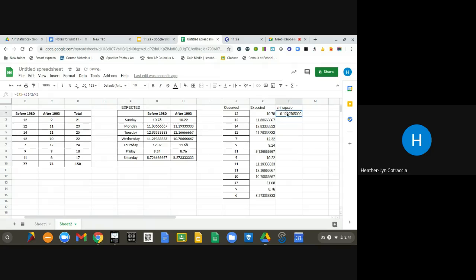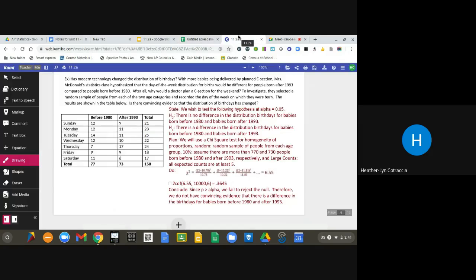Okay, so I'm going to take that, and then now I do not need that absolute reference because I want that to work down the list every time. And then to find my chi-squared, I need to sum that up. So I'm going to sum up all of those numbers, and that gives me 6.55. That is my chi-squared value. So that's that value that went right there.